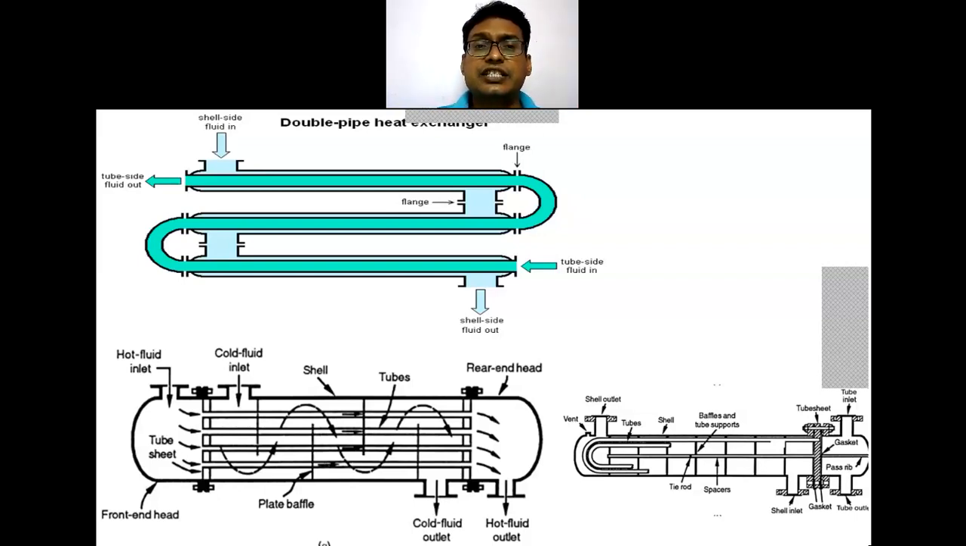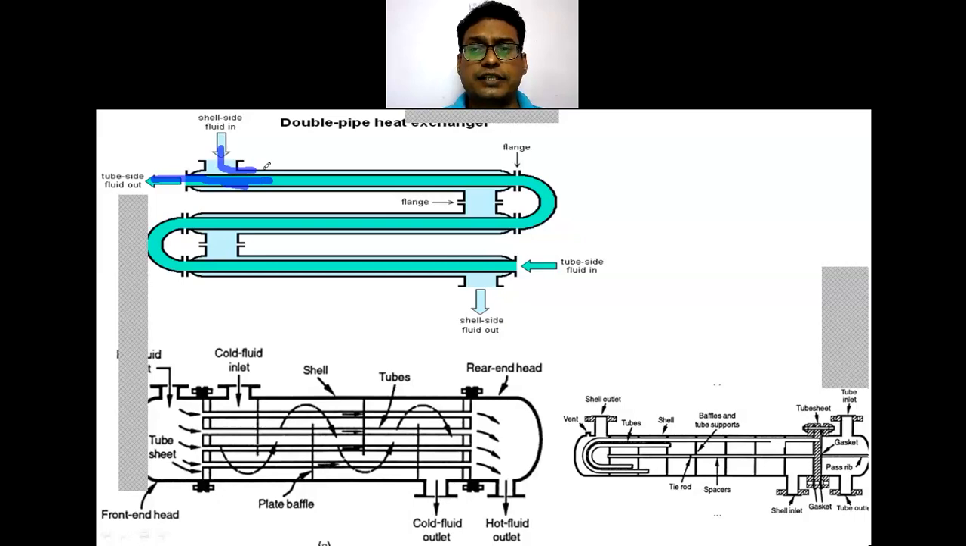You can see in this figure that in the inside section there is one fluid available, and on the outside of that pipe, that means in the annulus section, the other fluid is there. So this is the simplest arrangement, the double pipe heat exchanger.